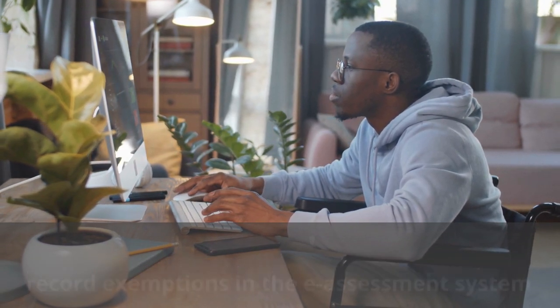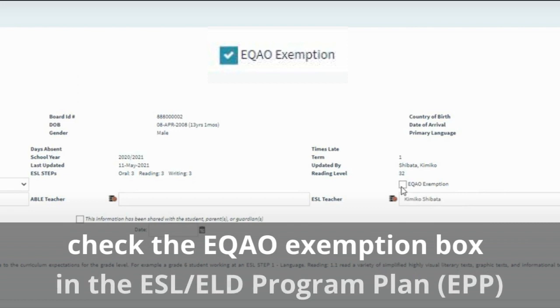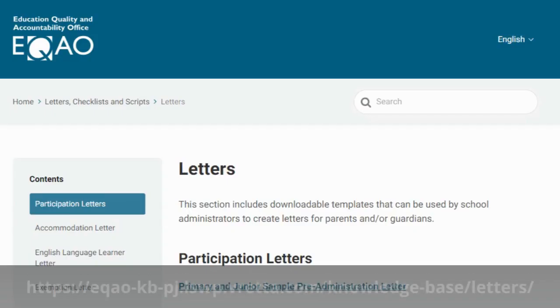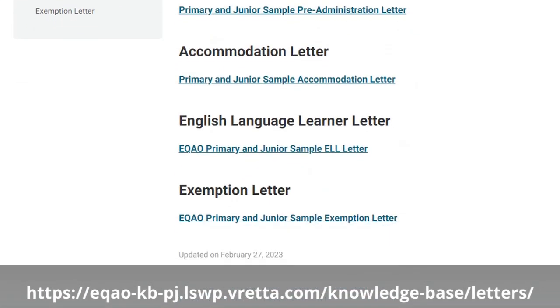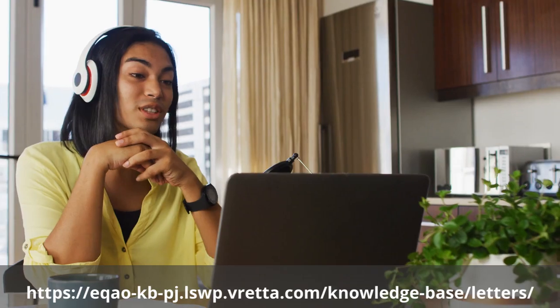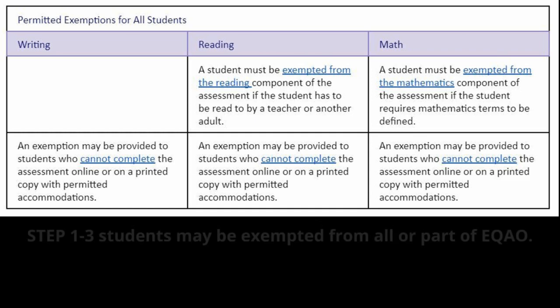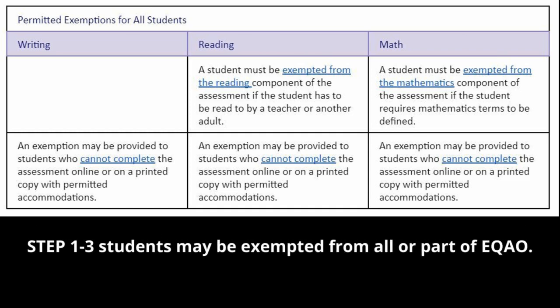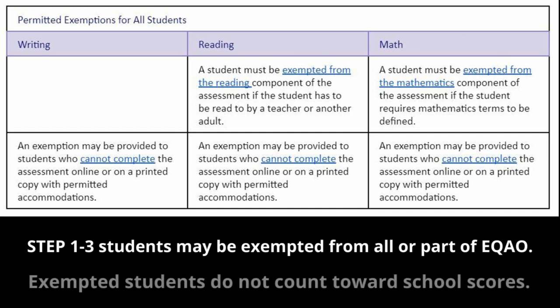Exemptions are also noted on the student's EPP by checking the EQAO exemption box at the top of the EPP. A note to parents or caregivers must be sent home explaining any exemptions or accommodations that will be offered. This letter can be explained via an interpreter as needed. Step 1 to 3 students may be exempted from all or part of EQAO based on these criteria. Remember, exempted students do not count towards your school's EQAO scores.